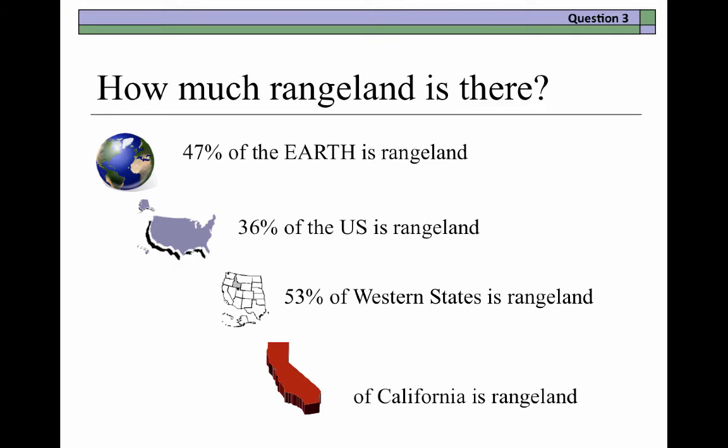When we look at rangeland specifically in the U.S., about 36% of the total acreage in the U.S. is classified as rangeland. And most of that 36% actually occurs in the western states. So 53% of the total rangeland is going to be in the western states, from North Dakota clear to Texas west. And then in California, our rangeland is approximately 41 million acres. That number varies just a little bit depending on what statistic you're using.